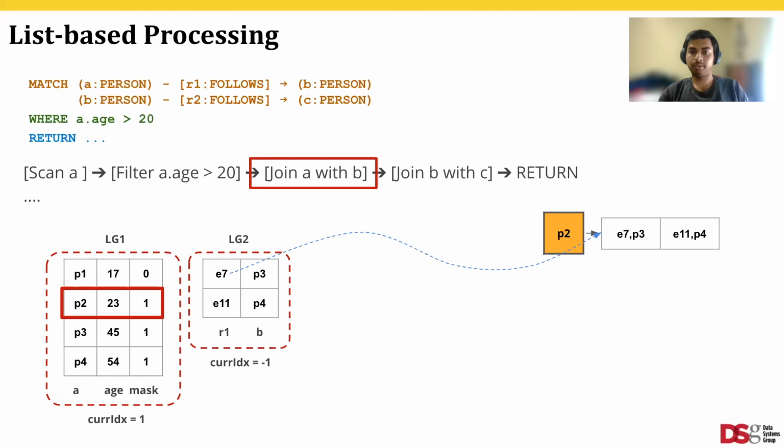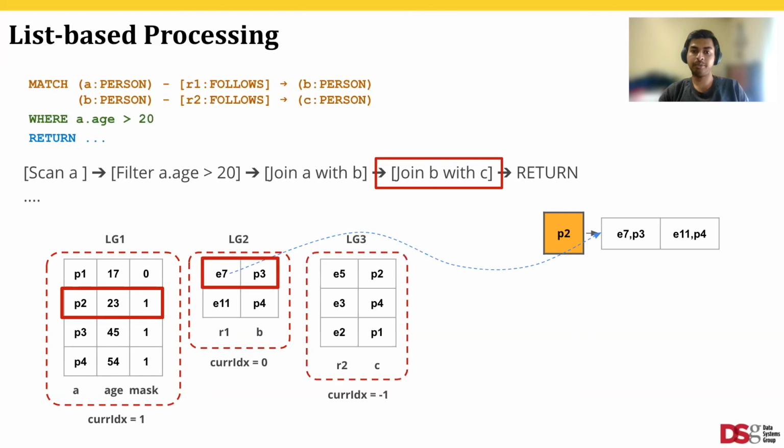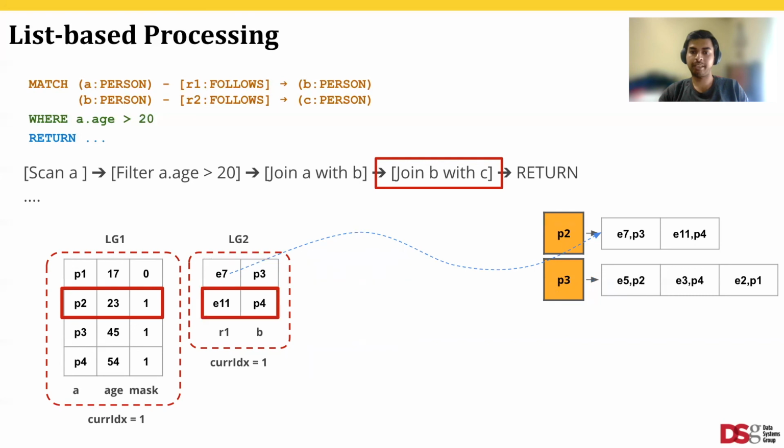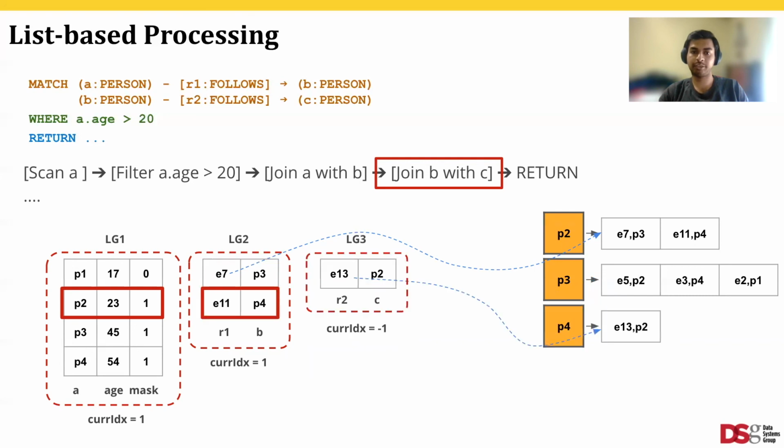The second join follows the same operation. It flattens LG2 by setting current index equal to 0 and creates LG3 that points to the adjacency list of P3. The factorized representation at this point is a product of P2, forward adjacency list of P2, and forward adjacency list of P3. Going forward, the second join then increments current index of LG2 and reads adjacency list of P4 to LG3.